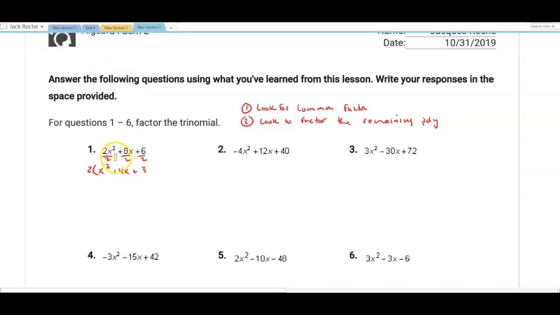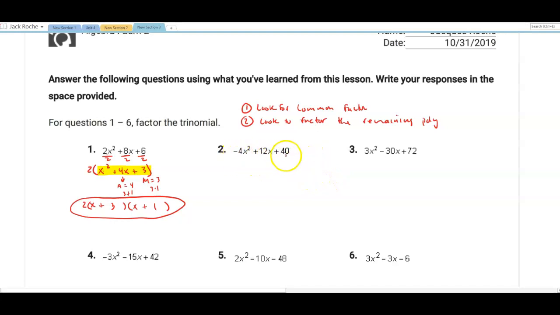Now, I have to ask myself, can this be factored? Are there numbers that multiply to give me 3 and add up to give me 4? Remember, there's no number in front of this x squared. So 2 times, my first terms are going to be x and x. Then what numbers multiply to give me 3 and add up to 4? 3 times 1 is 3. 3 plus 1 is 4. So this would be x plus 3, x plus 1. And that's how it factors.